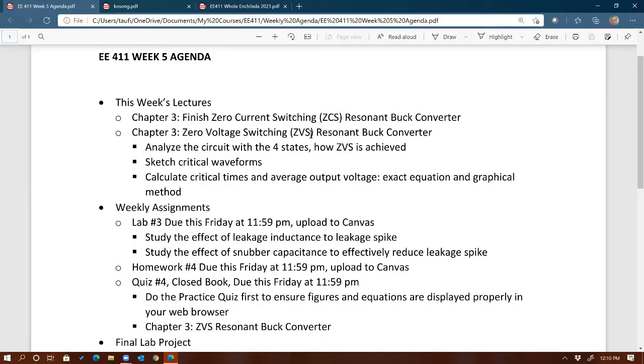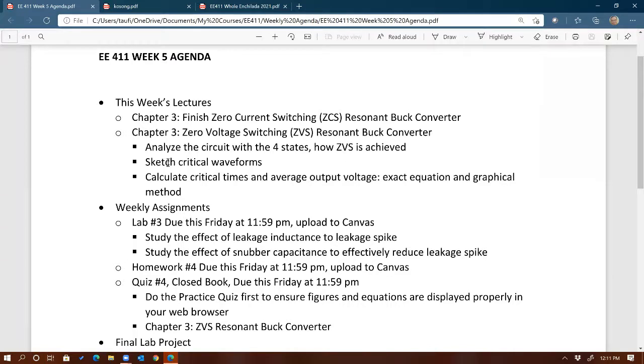And then for zero voltage switching, the learning outcomes will be the same as ZCS. We're going to go over the circuit and then analyze the 4 different states, and then we'll focus on how zero voltage switching is achieved, and then we'll look at the critical waveforms, mainly the resonant capacitor voltage waveform and resonant inductor current waveform. And then we'll look into critical times on these waveforms, namely the time at which the circuit changes its state from one state to another. And then we'll look into the exact equation for obtaining the average output voltage, and finally the graphical method to approximate the average output voltage.